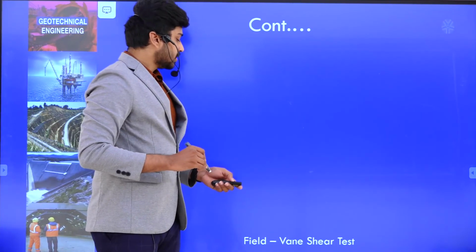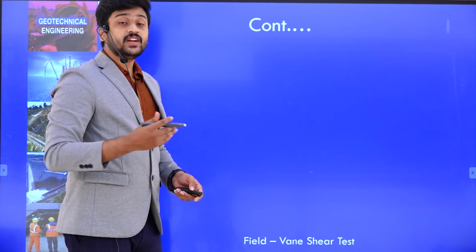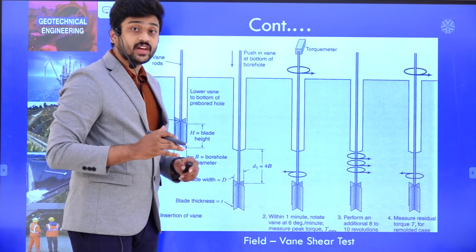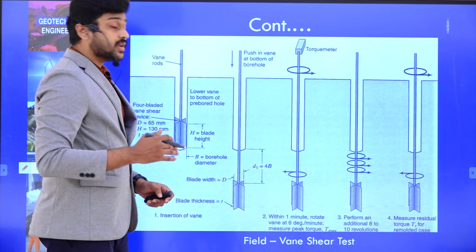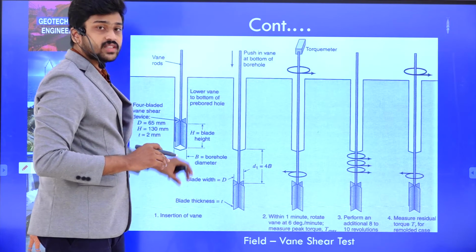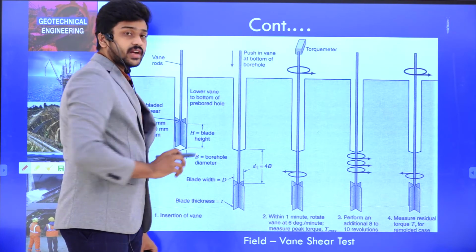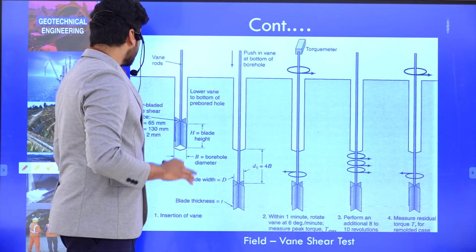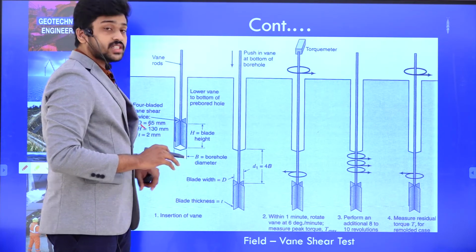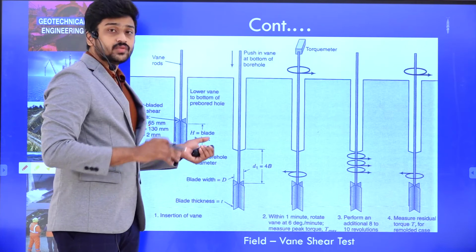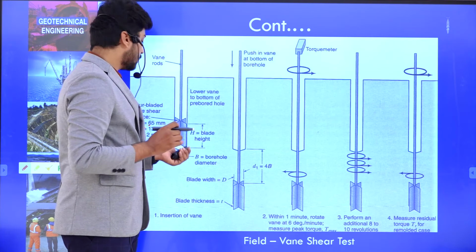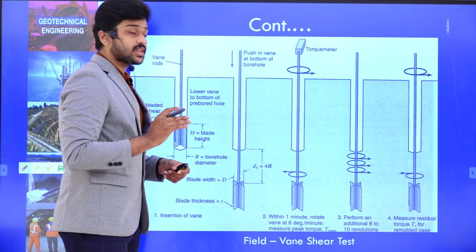Now let us look at the field vane shear test. This is the typical arrangement of a field vane shear test. Let me explain this more clearly. Initially a borehole is dug and this vane is penetrated into it. In this case, the diameter of the vane is generally 65 mm and the height is 130 mm. The vane blades have a thickness of 2 mm. So this is what is carried out here.